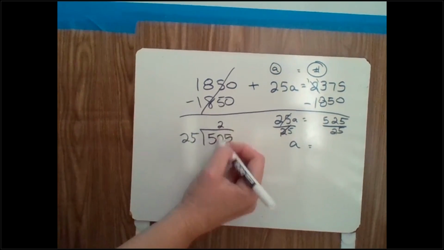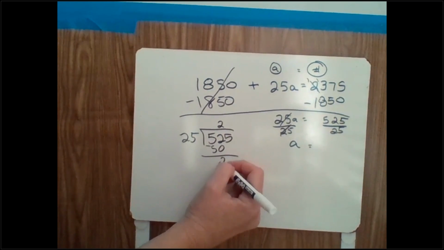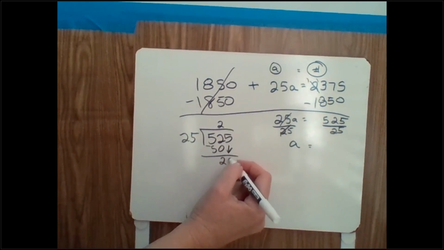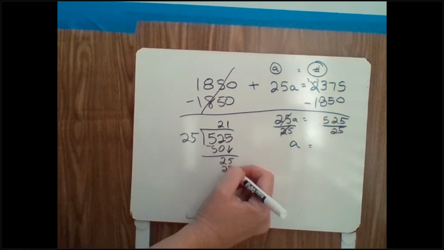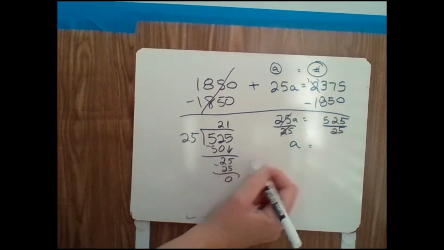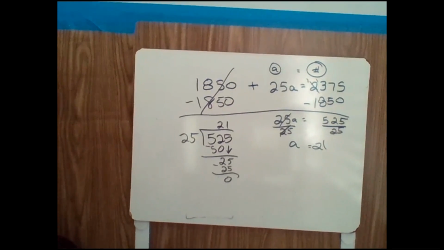25 into 52 goes 2 times. I'm going to subtract that. Bring down my 5. 25 into 5 goes 1 time. I have 0 remainder. Apparently, we sold 21 appliances last month.